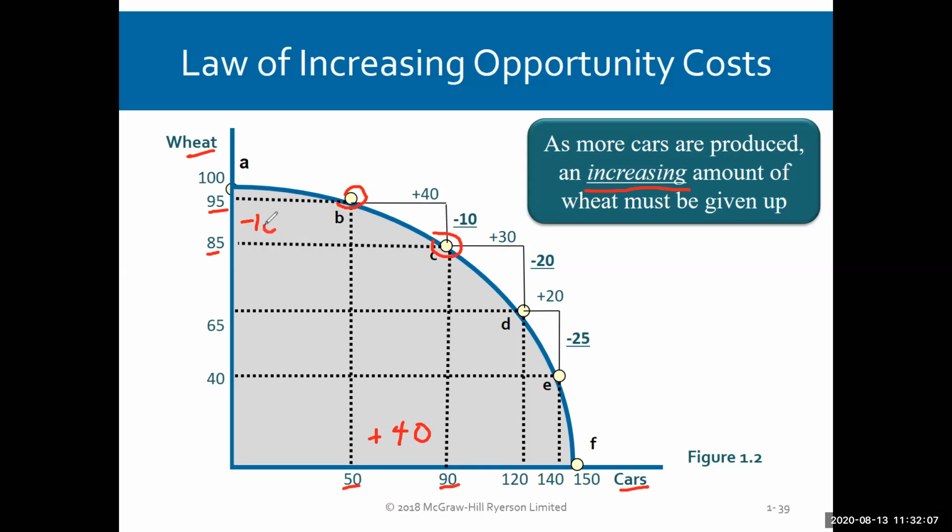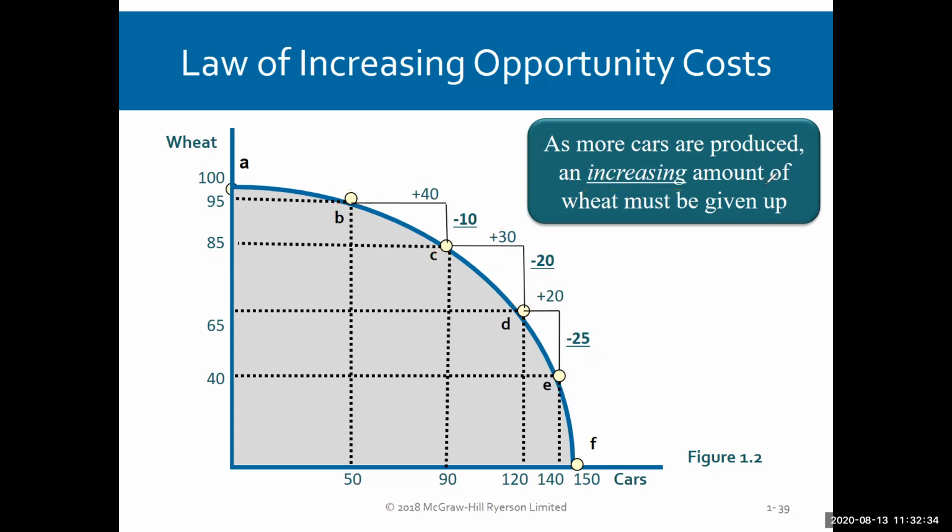And they put the numbers here for us again. So from going from point B to C, we're gaining 40 cars, but giving up 10 wheat. Then going from C to D, we're gaining 30 cars only and giving up 20 wheat. And then going from D to E, we're gaining 20 cars, but giving up 25 wheat. So in each case, we have to give up increasing amounts of wheat for the extra car production.